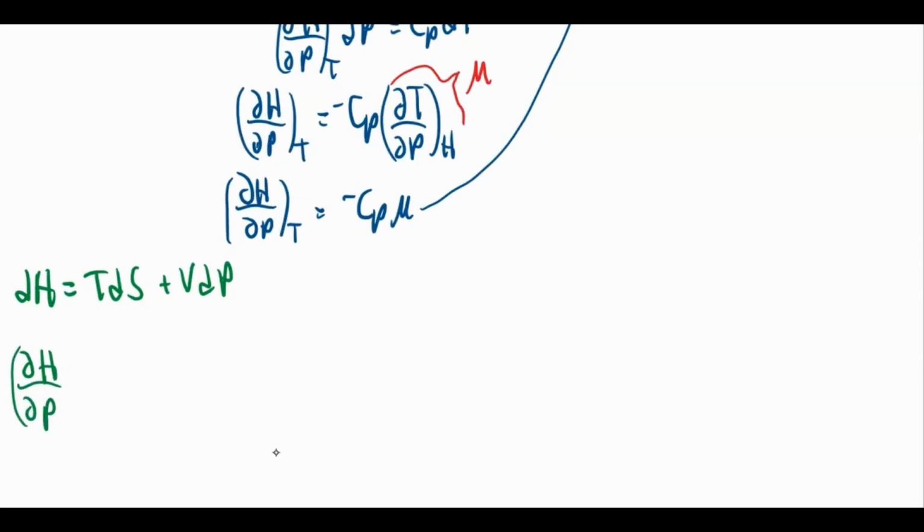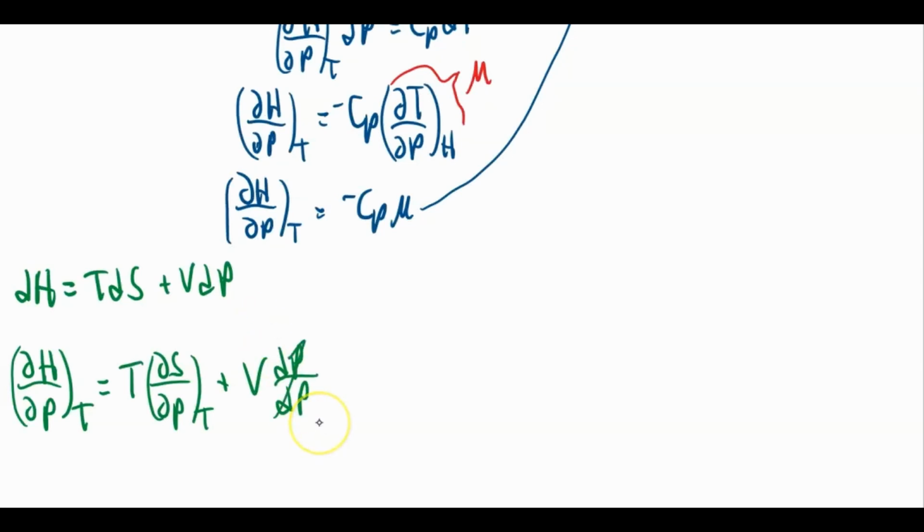So we want to know the rate of change with respect to pressure, holding temperature constant. If we divide the right-hand side by dP with temperature constant, temperature is a constant, so it gets pulled out. Then we have partial S over partial P, holding temperature constant. The dP over dP is just one. So we're left with T times the partial derivative of entropy with respect to pressure, holding temperature constant, plus V.